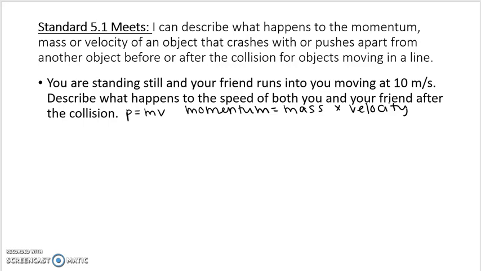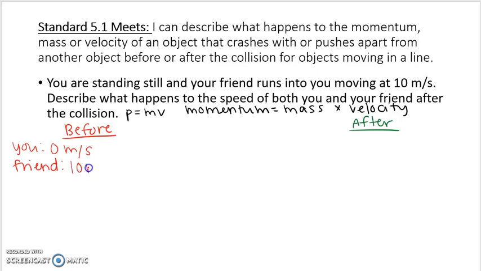So as we set up this problem, we should set up our paper into a before and an after. Just like with any other momentum problem that you've been doing, it's really important to separate your before and after, not only to keep your work organized, but to really help you follow what's happening. In the before scenario, there's two objects involved, you and your friend. We know that you have a speed of 0 meters per second because you're standing still, and your friend runs in and hits you going 10 meters per second.